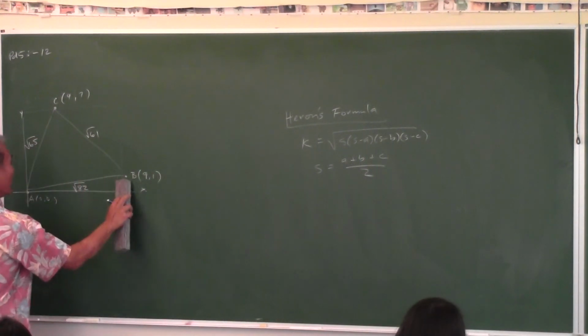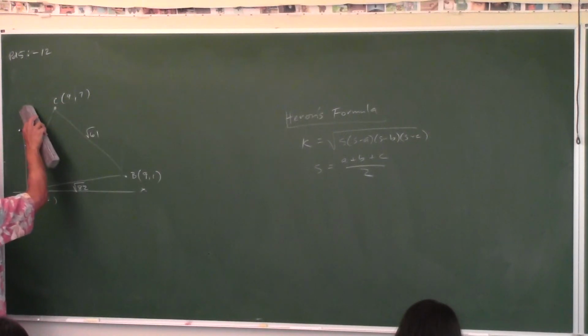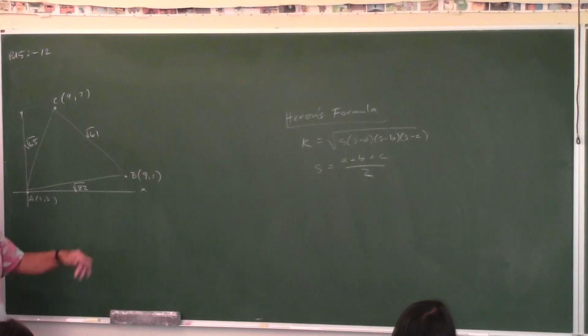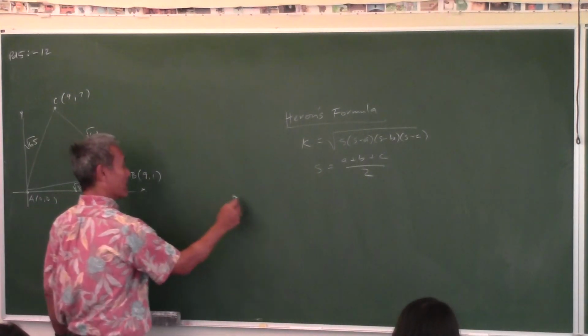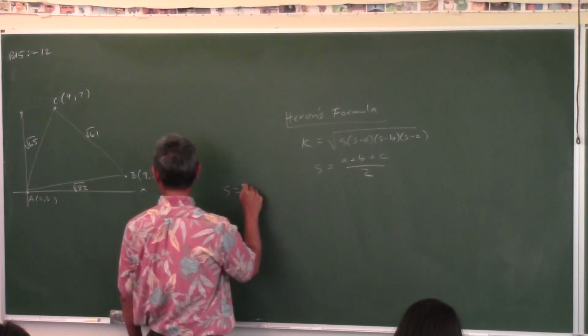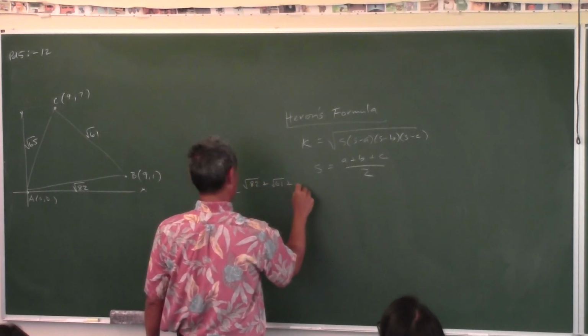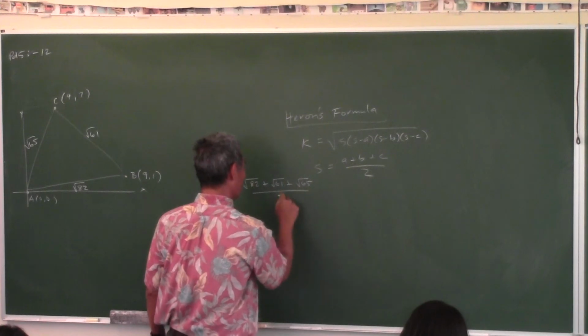Okay, but I want you to practice using your graphing calculator. So, what's the first thing you need to do? You need to figure out the semi-perimeter. So, the semi-perimeter is the square root of 82 plus the square root of 61 plus the square root of 65, all over 2.